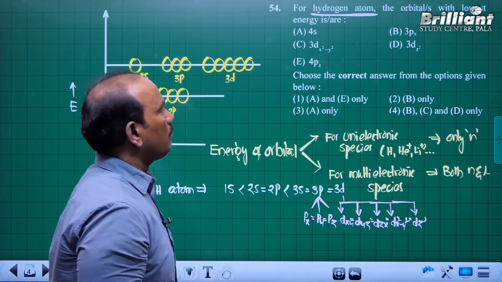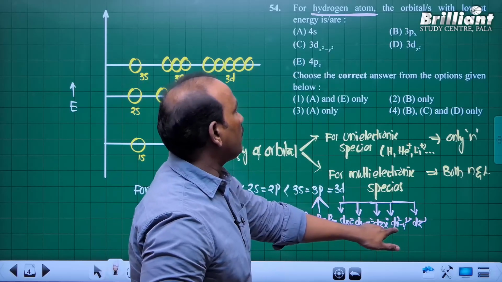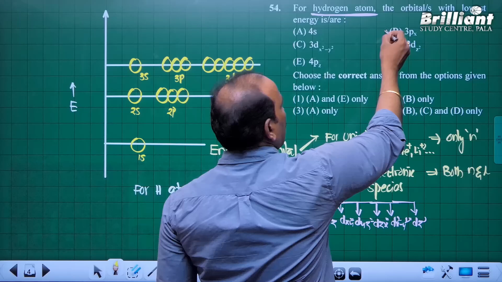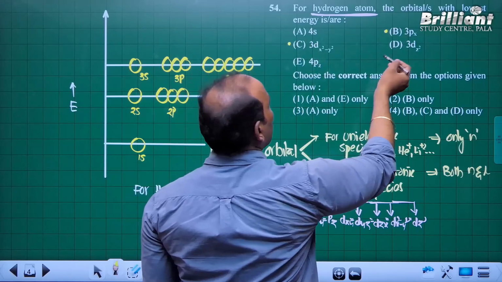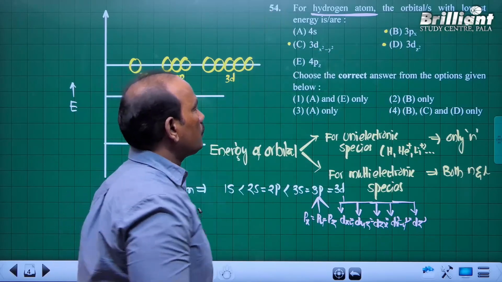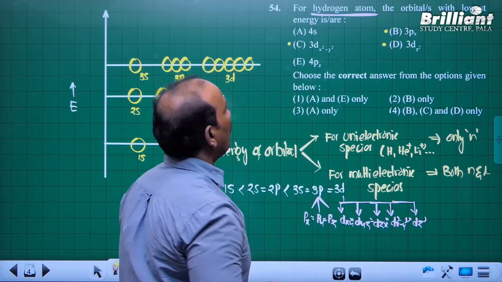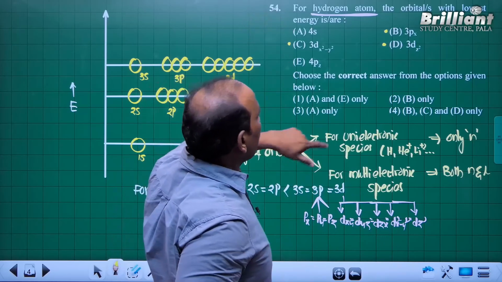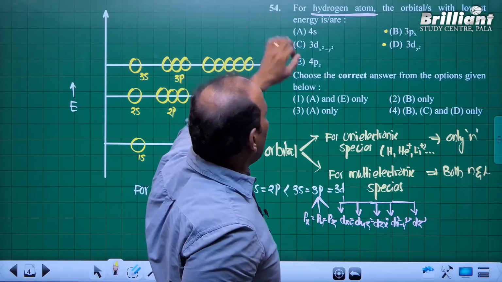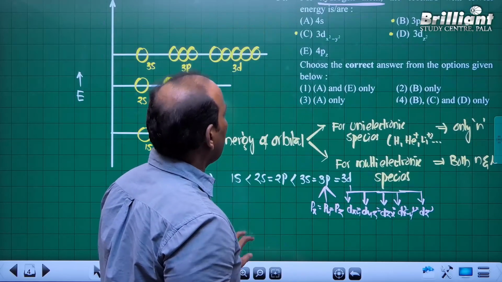Okay. Now what is the option? 3px, 3d x square minus y square, 3dz square. What are those? This one, this one, this one. Okay, these two are equal, these three are equal. So what is the option? BCD or A and E only? From the answers given below, choose the correct answer.